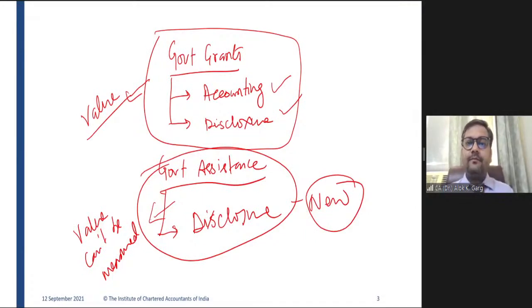Great. So students, let's move to the agenda now. What will be the agenda for this particular standard? Let me share my screen. I hope my screen is visible.